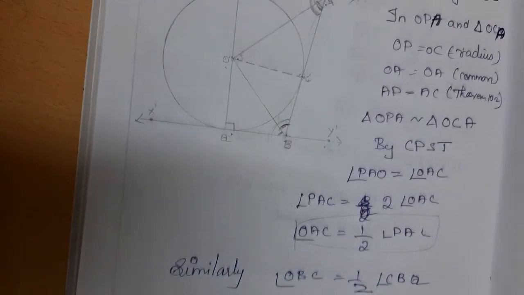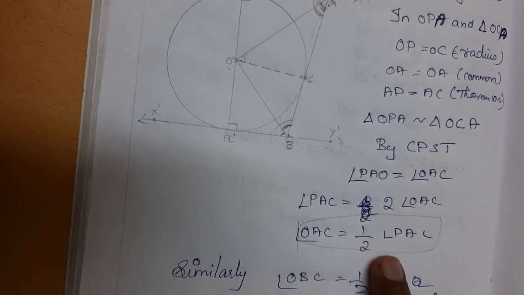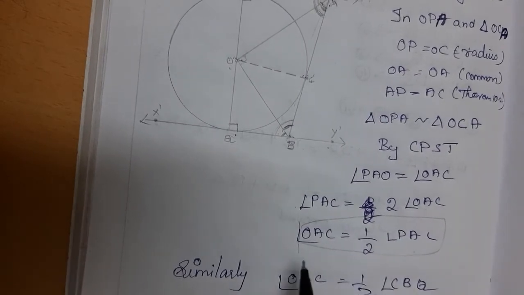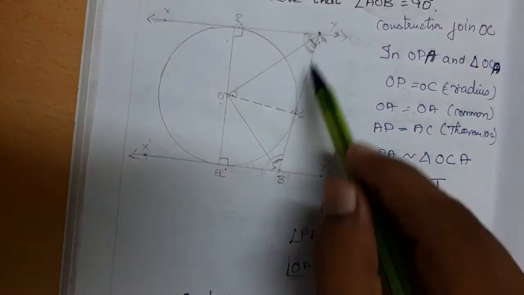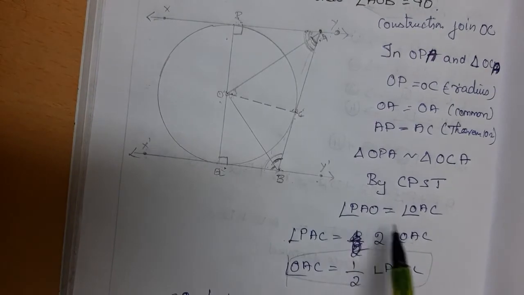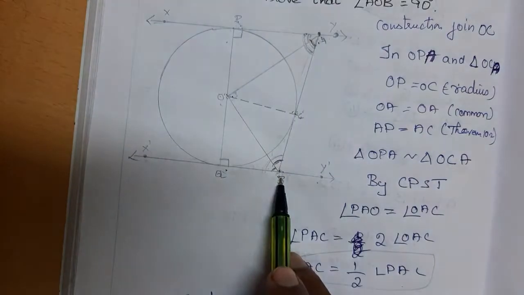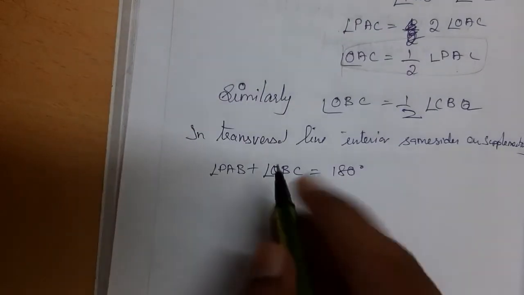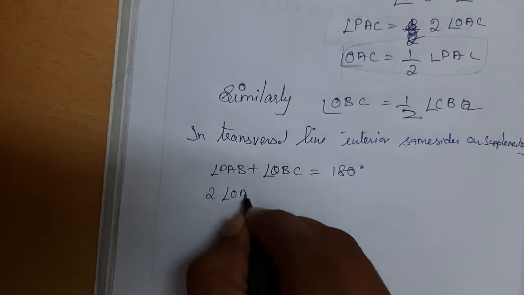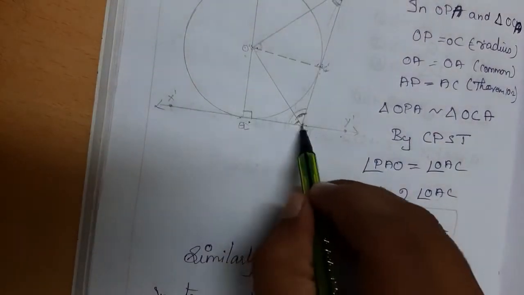We already know that OAC is half of PAC. That's 2 times, right? And PAB we can write as 2 times OAC. PAC and PAB are the same, right? Just this point is extended. So it is 2 times angle OAC, and QBC will be 2 times OBC.